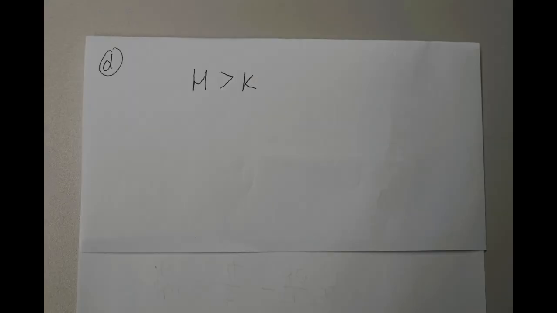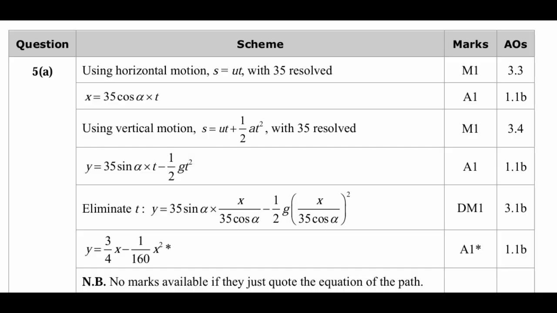Part D. H is greater than k because in the model with no air resistance the particle will reach a higher height as it's not being slowed down. Part E. The model still ignores the size of the stone. And here's the mark scheme.